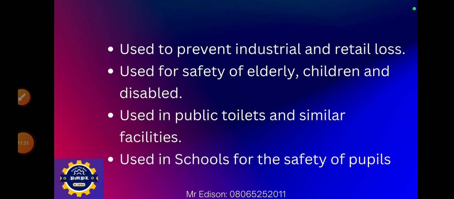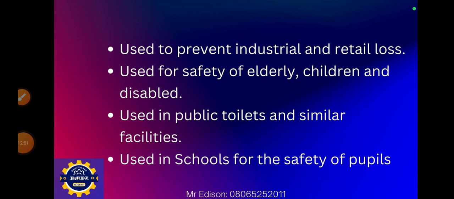Now, CCTV is used to prevent industrial and retail losses. People can miss chemicals. Once the bell or alarm for break is rung, they will abandon that chemical to waste. In retail shops, you will see people wasting wine, wasting water, and all whatnot. So CCTV installed in those areas will help prevent or minimize these losses.